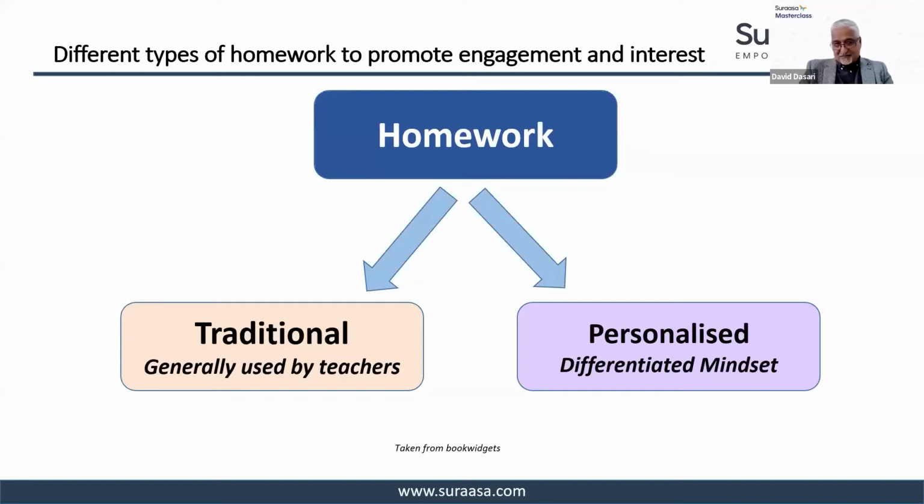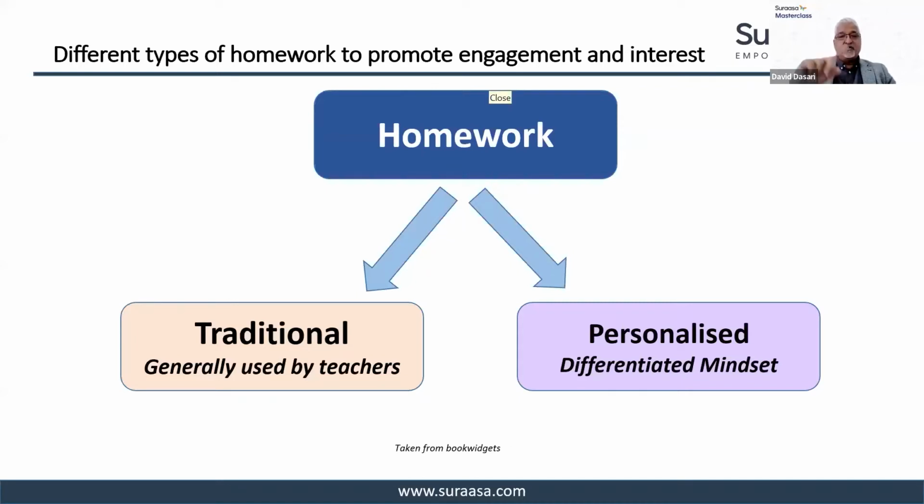Now let's have a look before we go on in the chat room. Can you give me some examples of traditional homework activities that a teacher can give? Good, thank you, Asmad. Worksheet activities, good. Question and answer. Solve the activities. Problem solving, good, good, good. Excellent. Worksheets. Textbook questions. I see worksheets coming up quite a bit. I agree. These are traditional.